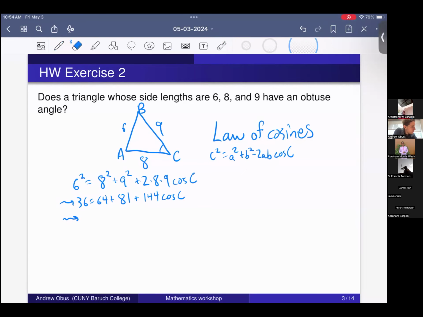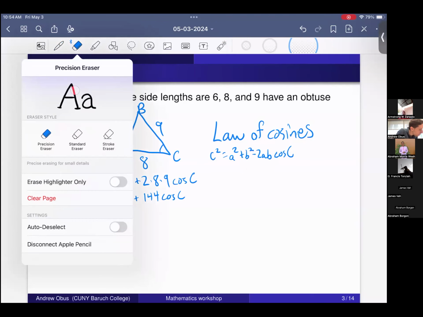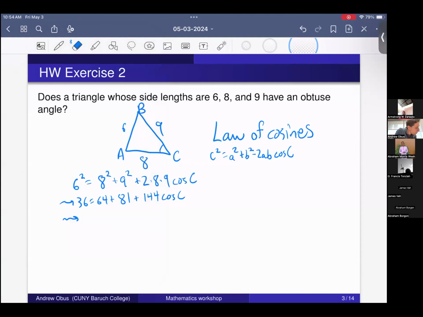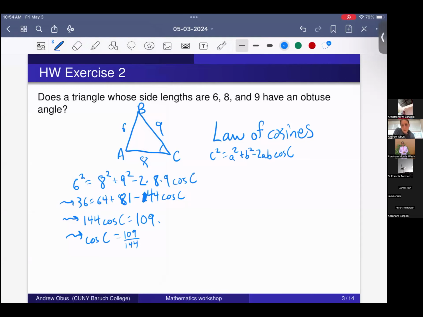And then this here, I want it to be smaller. Precision eraser, yeah, okay. I want this to be 6 squared equals 8 squared plus 9 squared minus 2 times 8 times 9, so 36 equals 64 plus 81 minus 144 cosine C. And what you get here when you simplify this all out is 144 cosine C equals 64 plus 81 minus 36. It's going to be 109, okay? So you get cosine C equals 109 over 144.